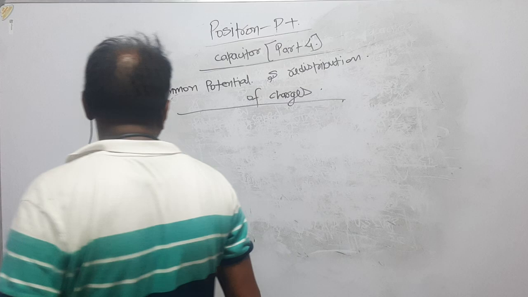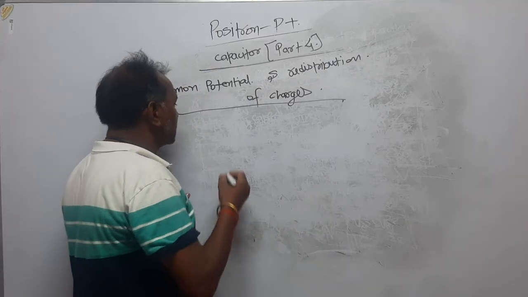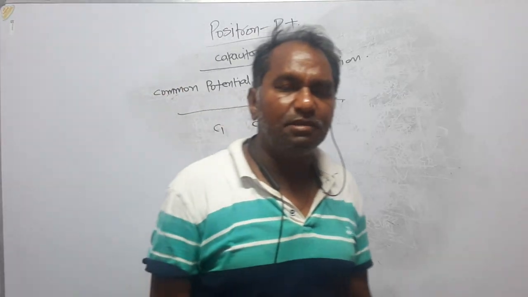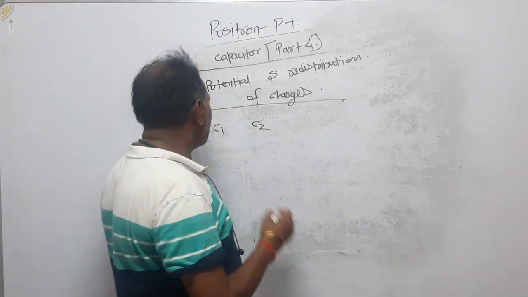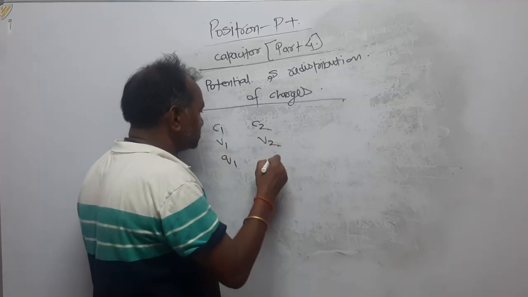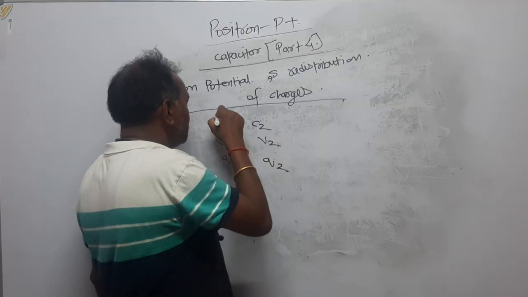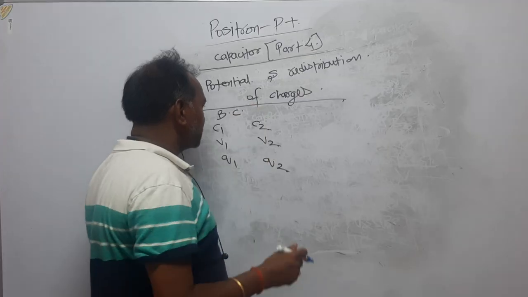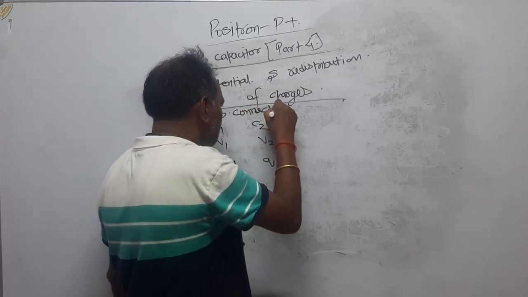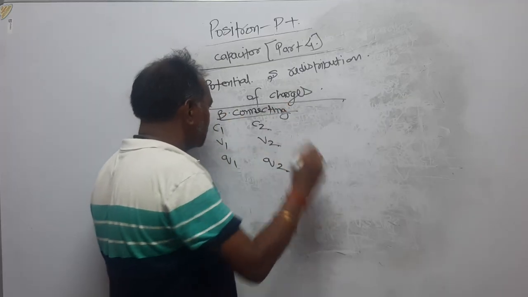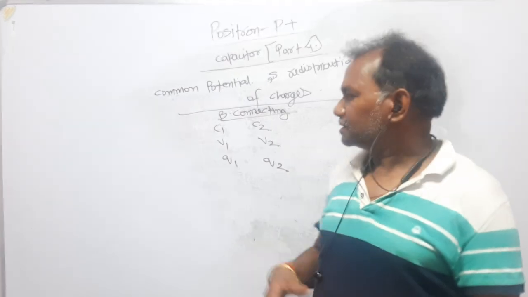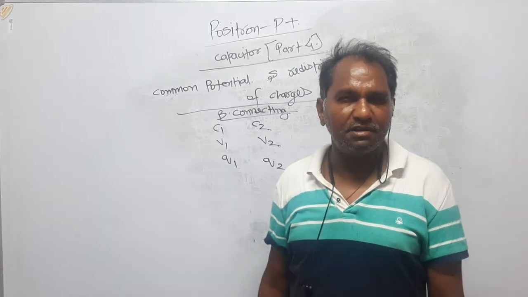Dear students, let the two capacitors be C1 and C2. Their potentials are V1 and V2, and they have been given the charges Q1 and Q2, before connecting. The two capacitors I have supposed have capacitances C1 and C2.